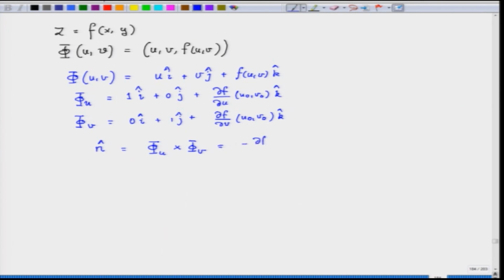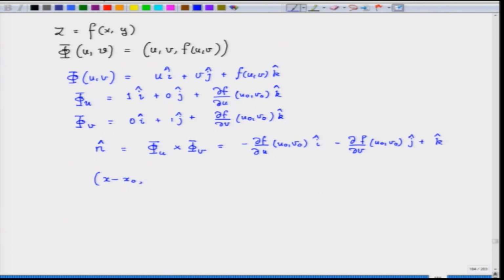So you can check it out. If you change it, you see what difference you have. So we get del f del u at u naught v naught times i vector, minus del f del v evaluated at u naught v naught times j vector, plus k vector. So at the point x naught, y naught, z naught, u and v are x naught and y naught.